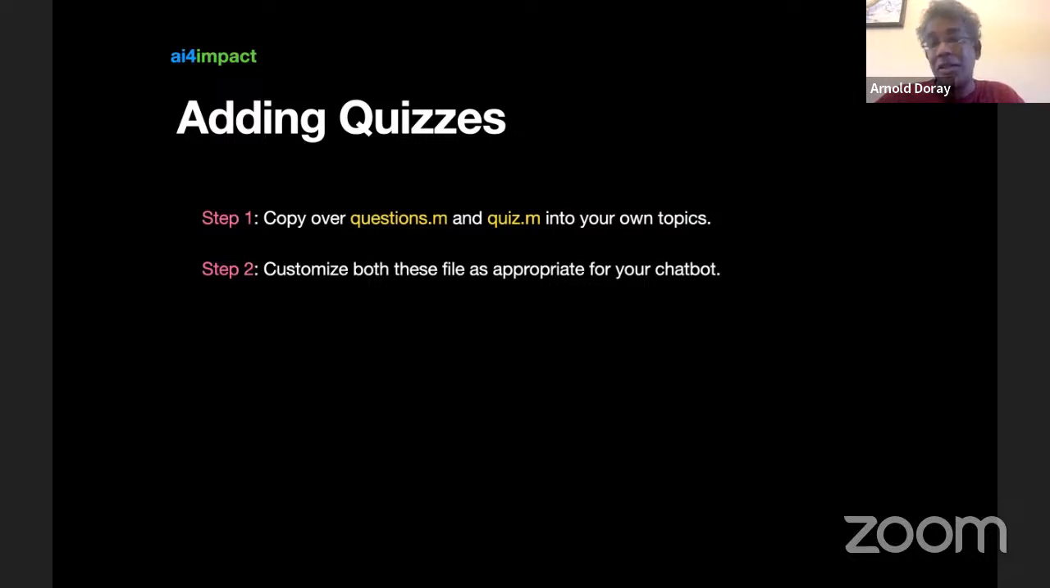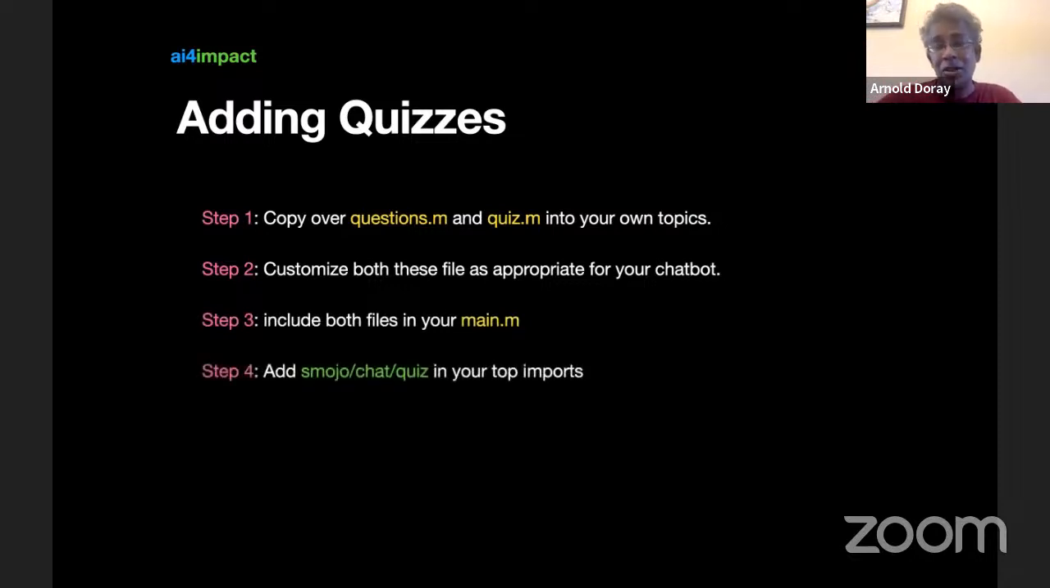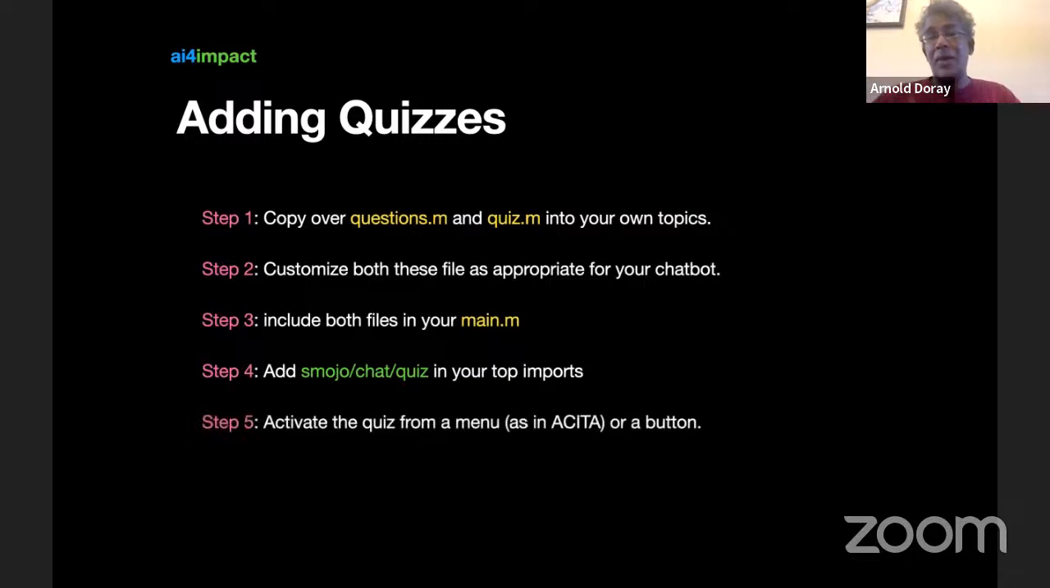Okay, so you can actually copy these files over to your own topics. Then you need to make some customizations, obviously, because it's not appropriate for you. Include them into your main file as usual. Any topics you want to use, you need to include in your main.m. And then, of course, you need to add a special cloud import at the top of your main.m called Smojo/chat/quiz. And then you need to somehow activate the quiz, of course, through a menu of some kind.